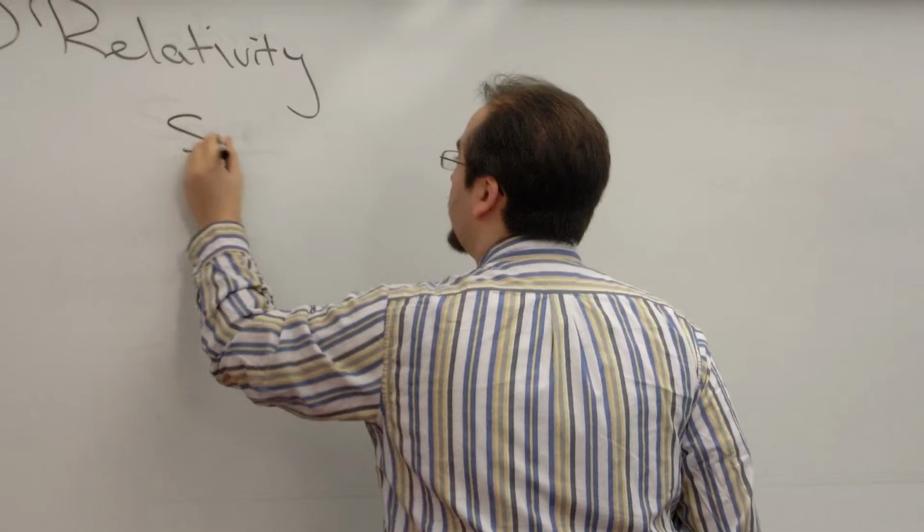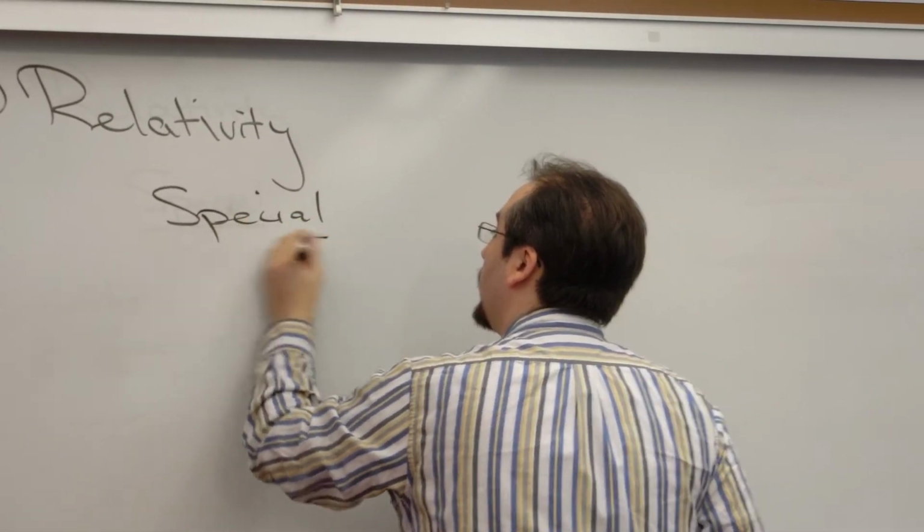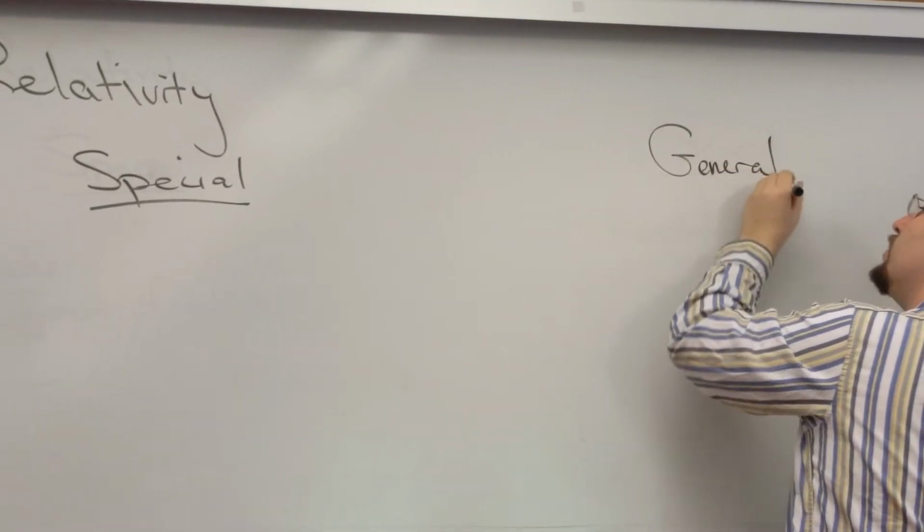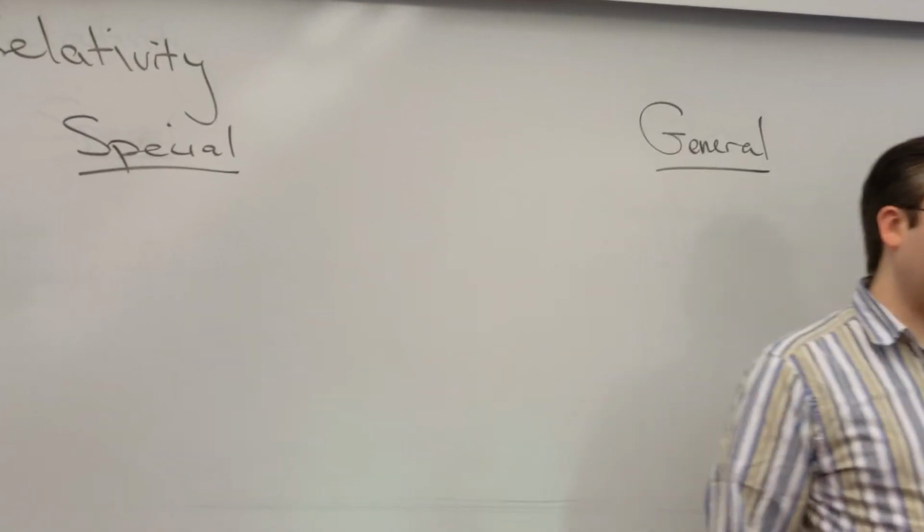And we said there are two types of relativity that we talked about. We talked about special relativity, and we talked about general relativity, which are wildly misleading names. They tell you nothing.